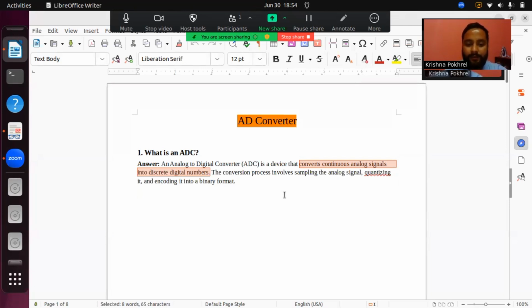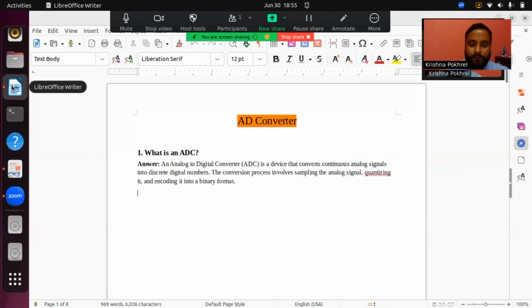This experiment is in our lab. The conversion process involves sampling the analog signal, quantizing it, and encoding it into a binary format. We'll take a sample, we'll quantize it, and finally our result will be in a binary format. So I would like to take you towards the practical.